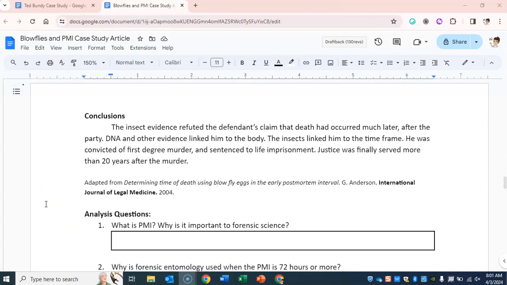Conclusions. The insect evidence refuted the defendant's claim that death had occurred much later, after the party. DNA and other evidence linked him to the body. The insects linked him to the time frame. He was convicted of first-degree murder and sentenced to life imprisonment. Justice was finally served more than 20 years after the murder.